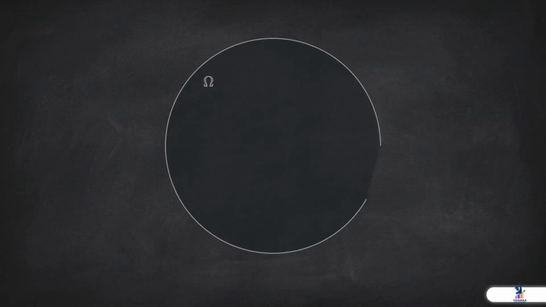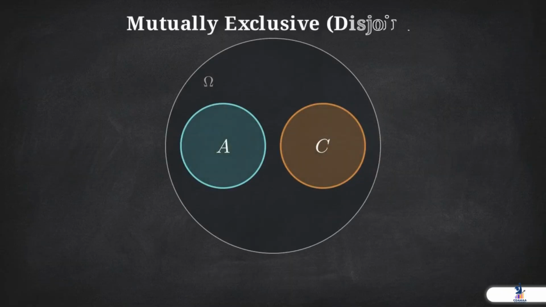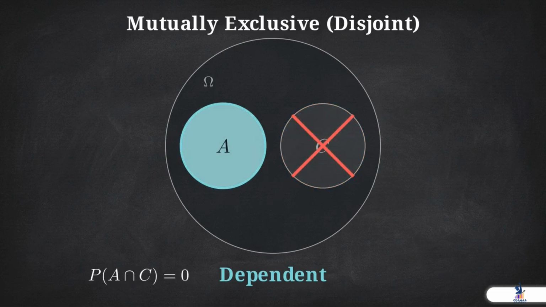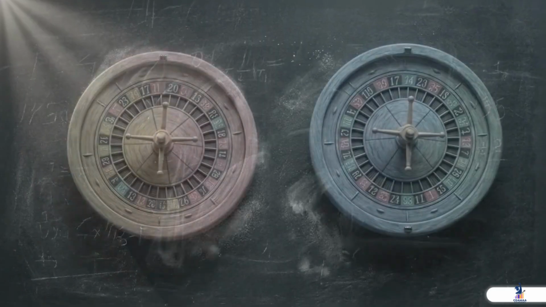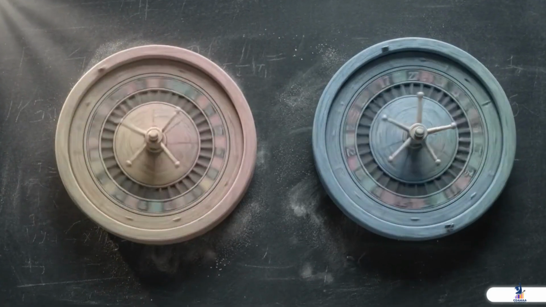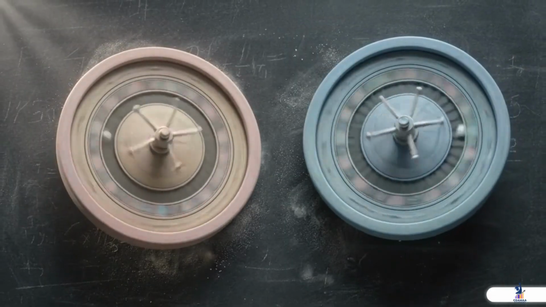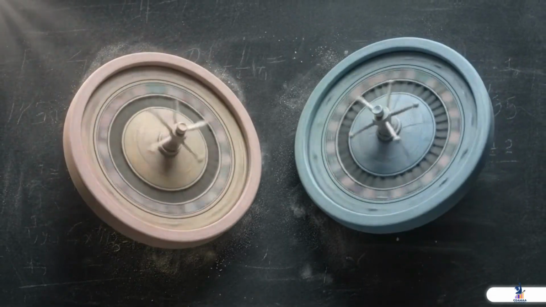Mutually exclusive, or disjoint, events are outcomes that cannot occur at the same time. Their intersection is 0. Because they cannot occur together, these events are dependent. If you know that A happened, you have perfect information that C did not happen. Mathematical independence is a specific property where knowing one event yields 0 information about the other. It's a result of the math, not a default state.